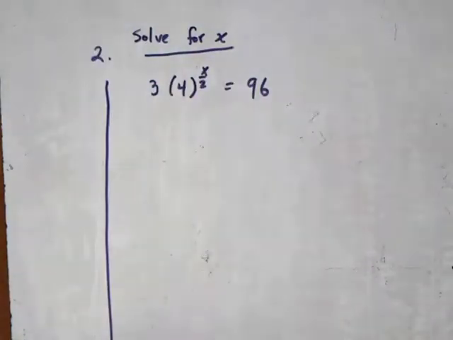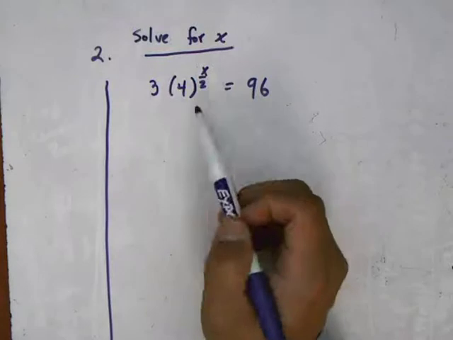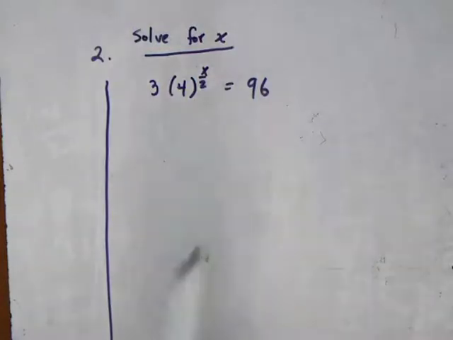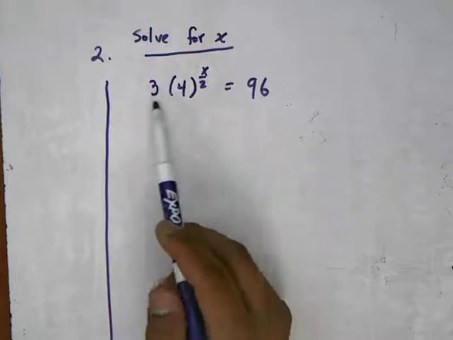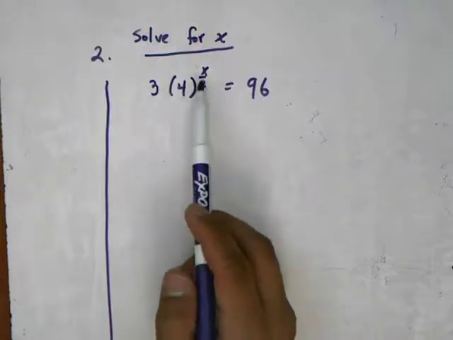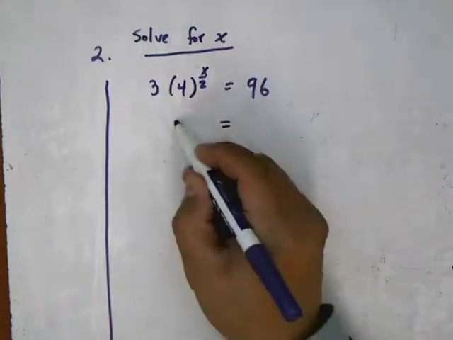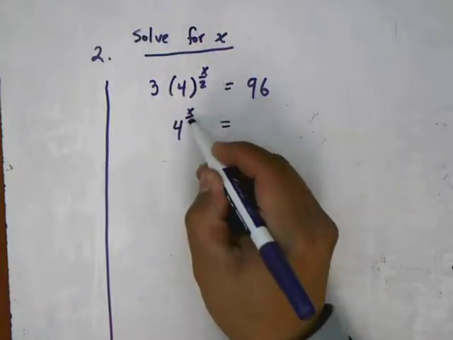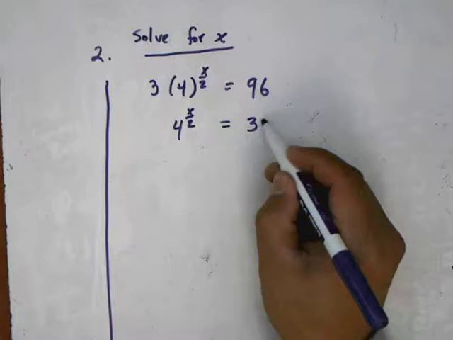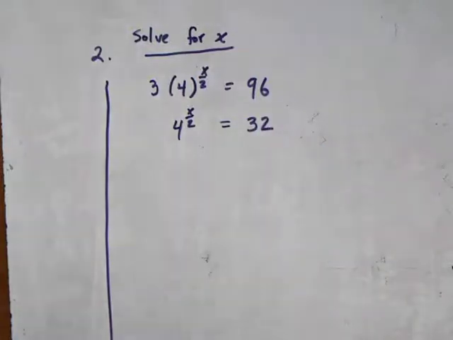So here again we're asked to solve for x. We have 3 times 4 to the x over 2 equals 96. One thing you need to be careful about is that this is not equal to 12 to the x over 2, because of order of operations. This is not at all equal to 12. But what we can do is divide both sides by 3. So now you get 96 over 3, which is 32.